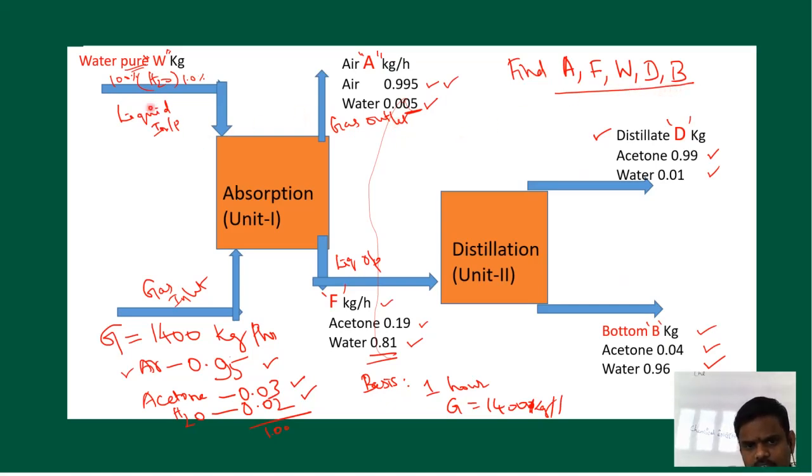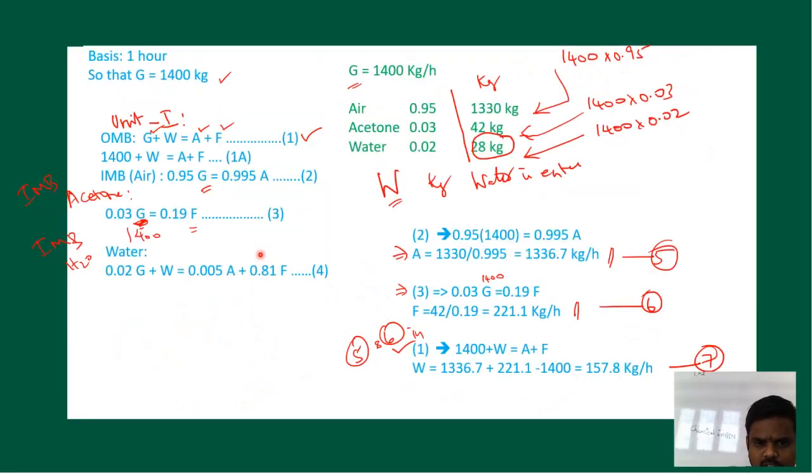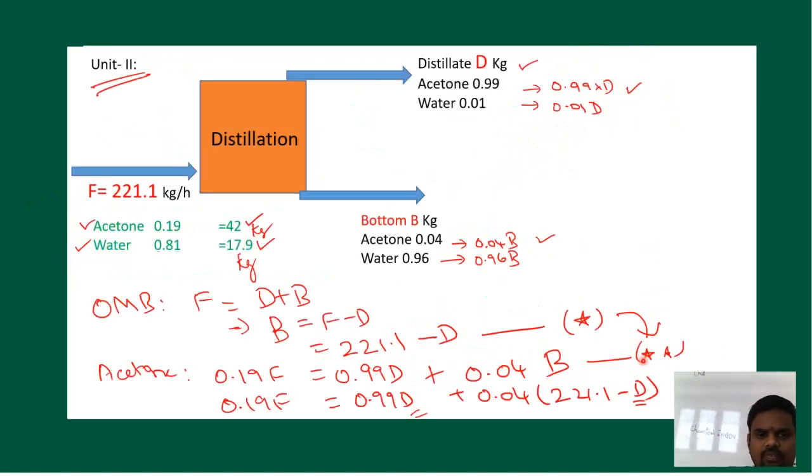So first we consider unit number 1, in which we have done the overall material balance and individual material balance to find the values of W, A and F. So A value was found to be 1336.7, F value is found to be 221.1, W value is found to be 157.8. Then we moved on to unit number 2, where this F value is now determined from the previous workout in unit 1, and the compositions of all three streams are known.